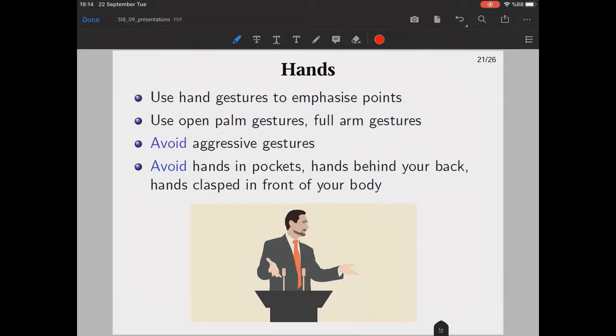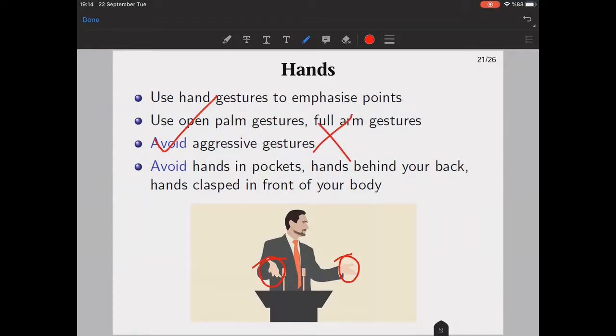Use hand gestures to emphasize points where they are required, okay? And use open palm gestures and full arm gestures. They are more convenient. You should avoid aggressive gestures. Just don't do this. And avoid this. I figured that I make this mistake a lot.